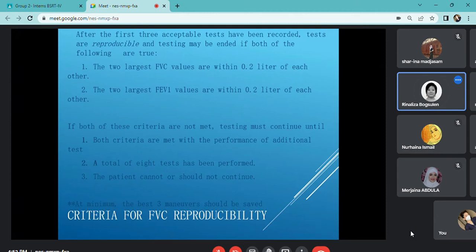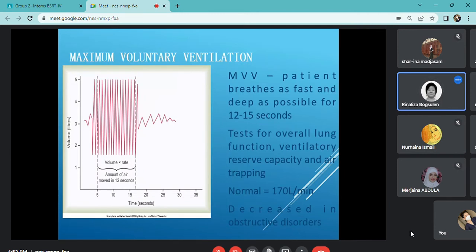Okay? So, you report the highest value for your FEV1 and the highest value for your FVC. Okay? Yes po. Questions? May tanong? Questions? None. Okay, so I hope it's clear. Okay. Next is part of your FVC maneuver. Can you still hear me? Yes, ma'am.